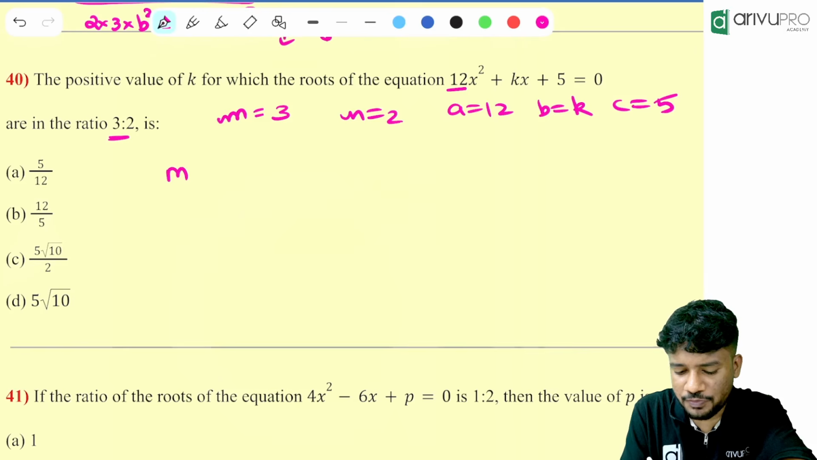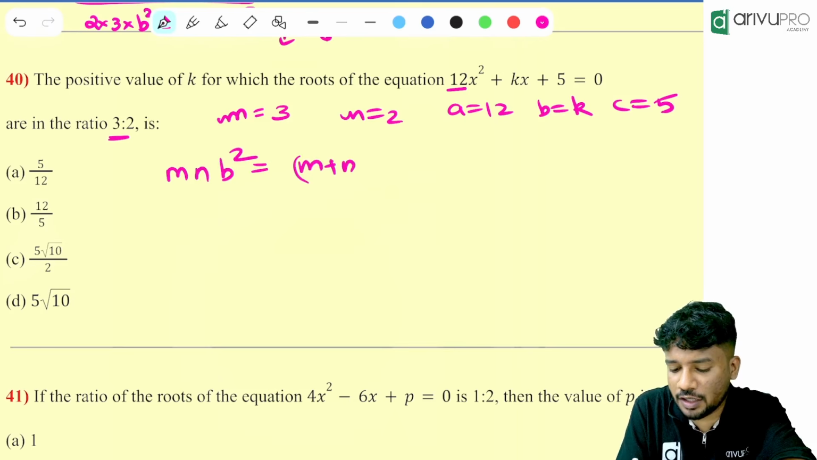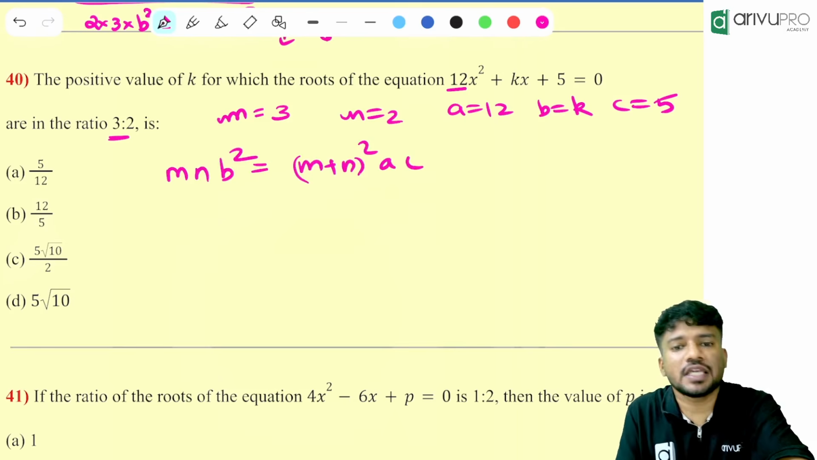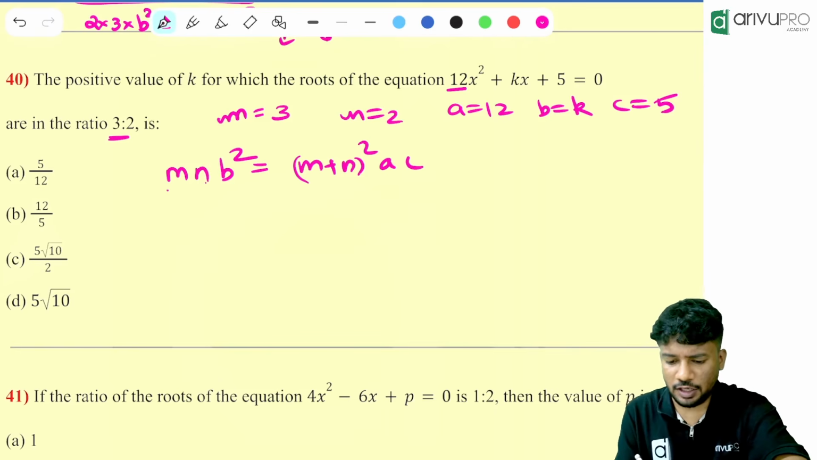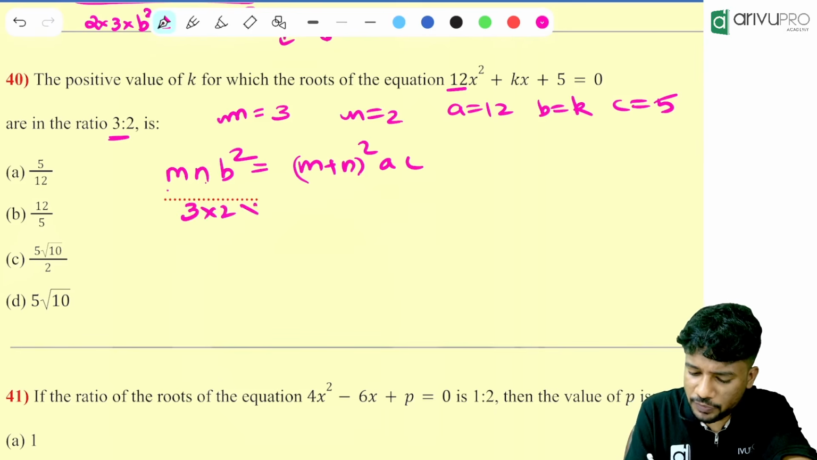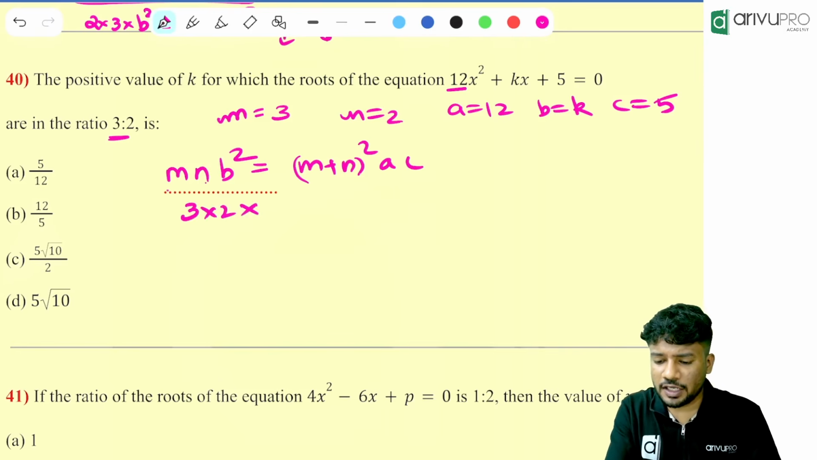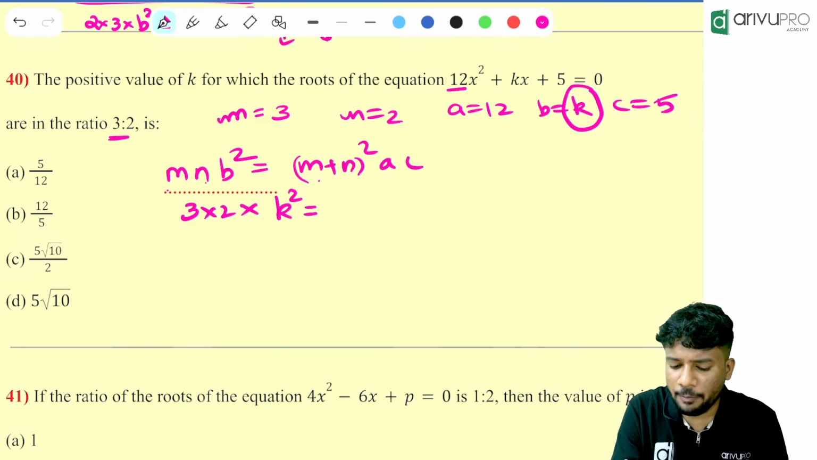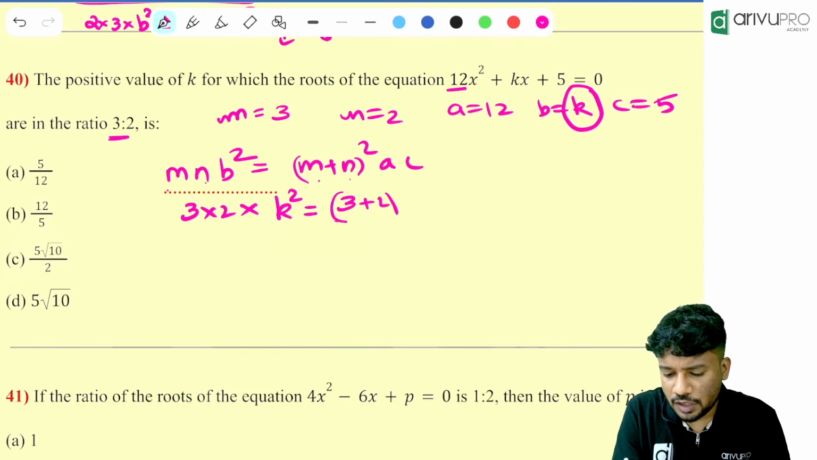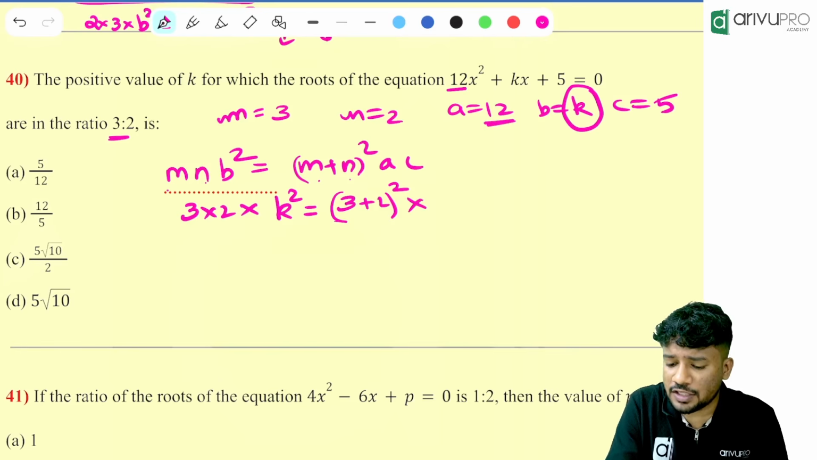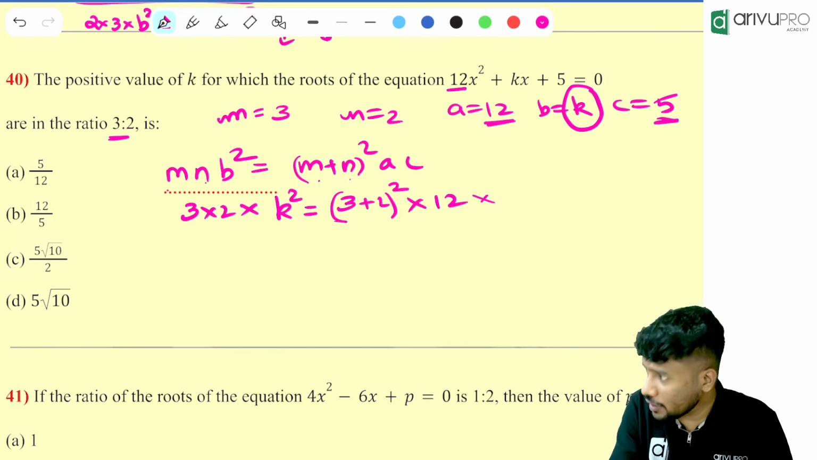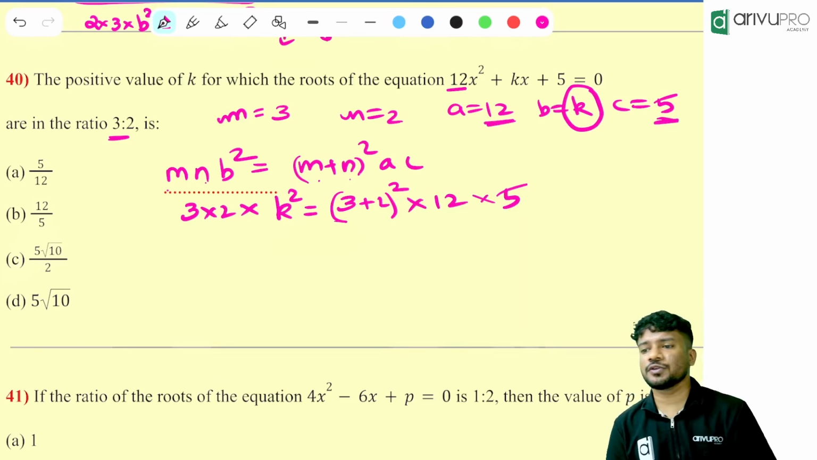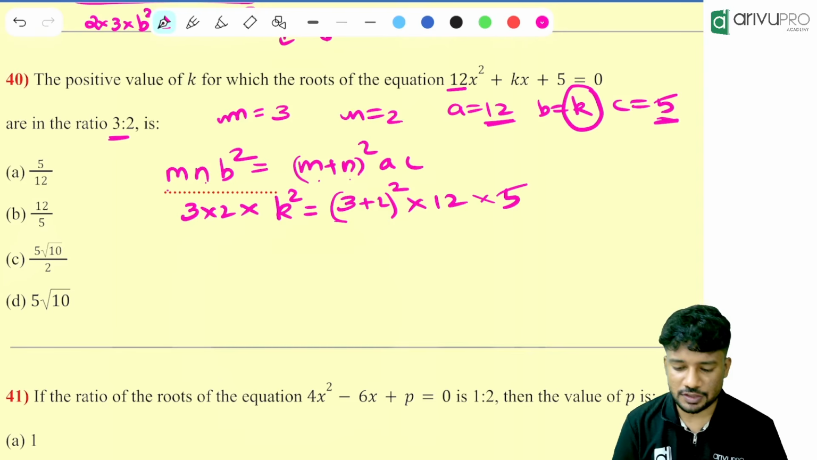What is the shortcut formula? m into n, b square is equal to m plus n the whole square into a c. Everyone do it along with me. 3 into 2 into b square, and instead of b we put k. So k square is equal to m plus n, that means 3 plus 2, the whole square, into a, which is 12, into c, which is 5. Put all the values, cancel things, get me the answer.